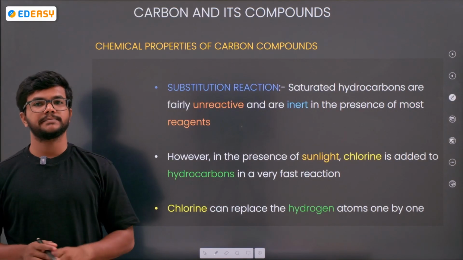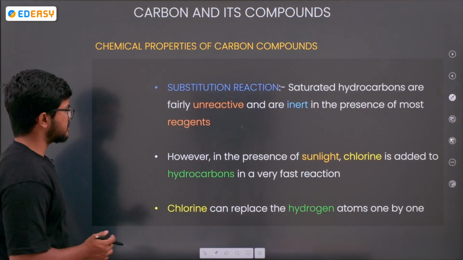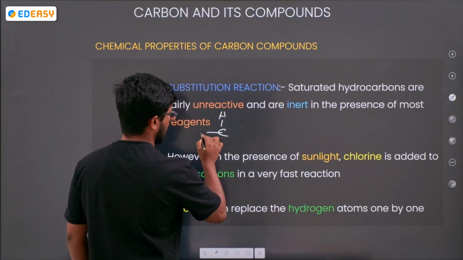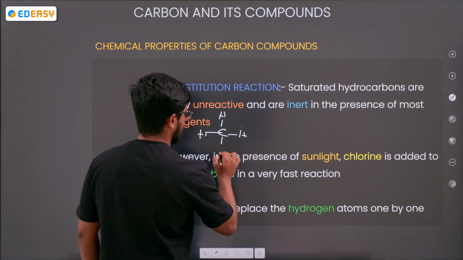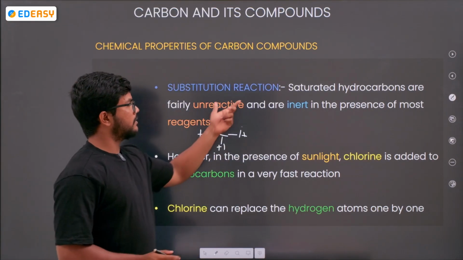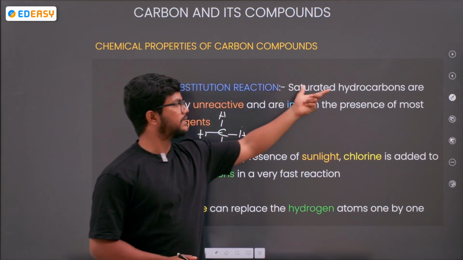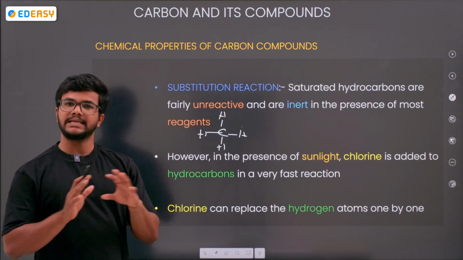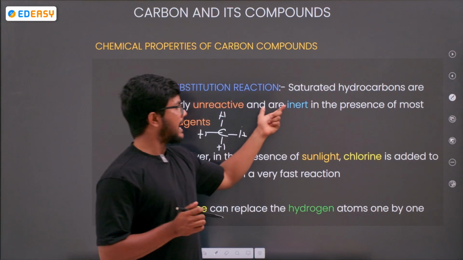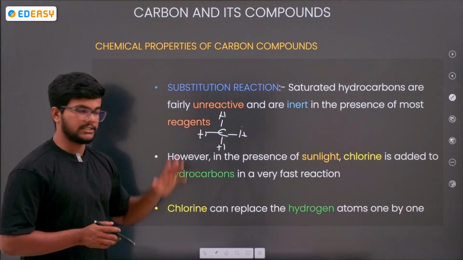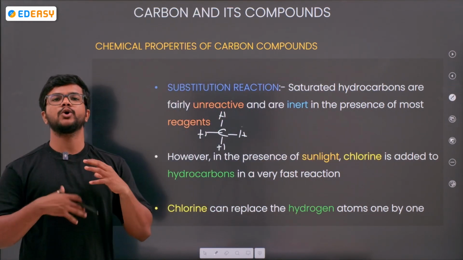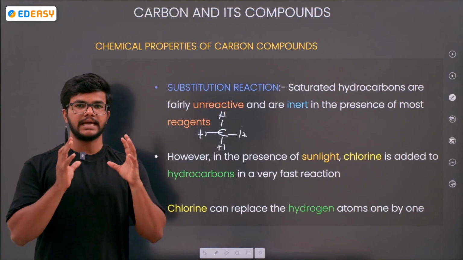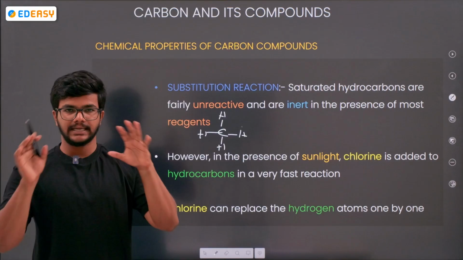Next is the substitution reaction. Substitution reaction means, so here, carbon with four hydrogens. Saturated hydrocarbons are fairly unreactive because they have single bonds around them, and are inert in the presence of most reagents. Inert means they cannot react with other compounds because of this; these saturated hydrocarbons have single bonds around them.